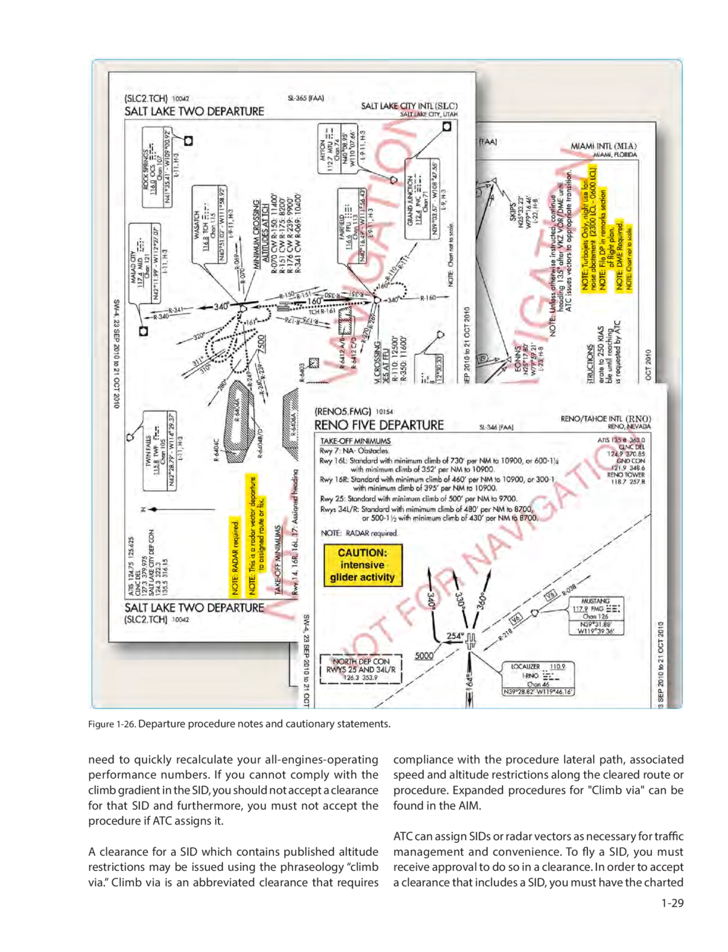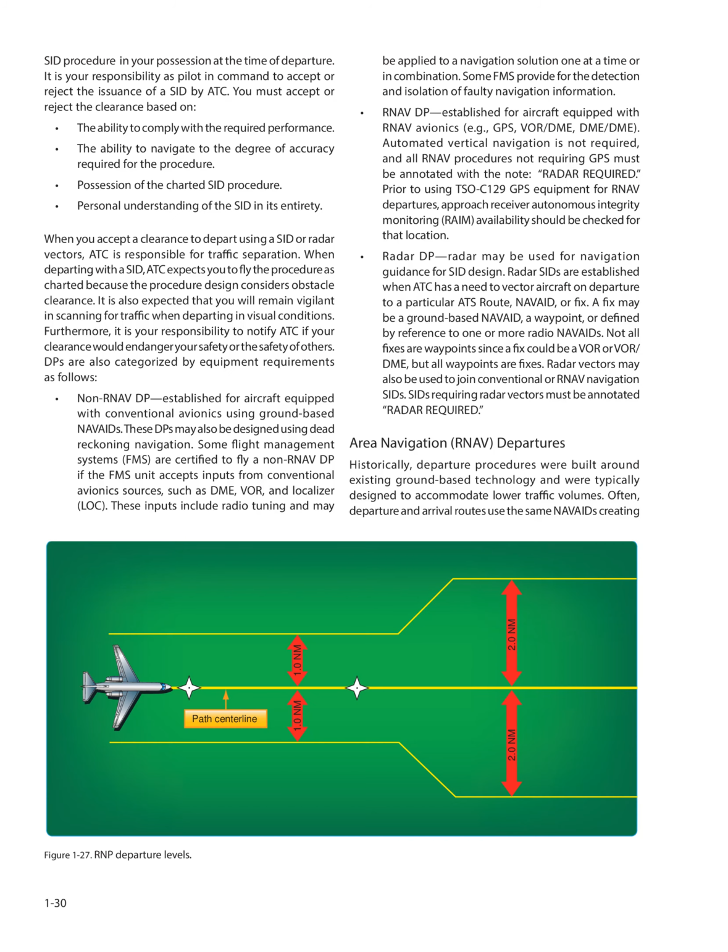ATC can assign SIDs or radar vectors as necessary for traffic management and convenience. To fly a SID, you must receive approval to do so in a clearance. In order to accept a clearance that includes a SID, you must have the charted SID procedure in your possession at the time of departure. It is your responsibility as pilot in command to accept or reject the issuance of a SID by ATC.